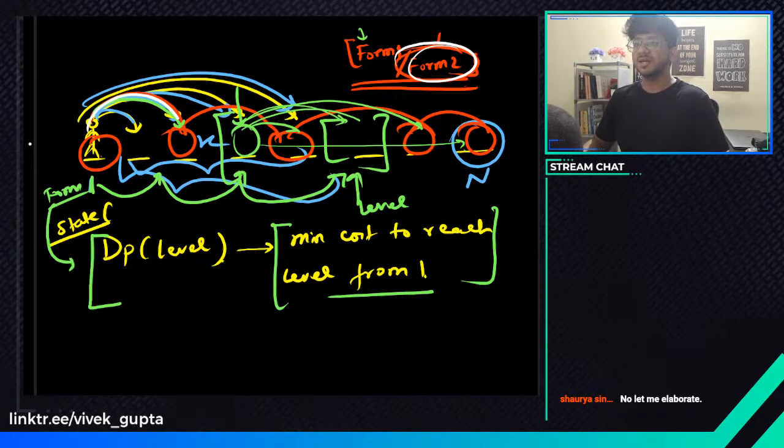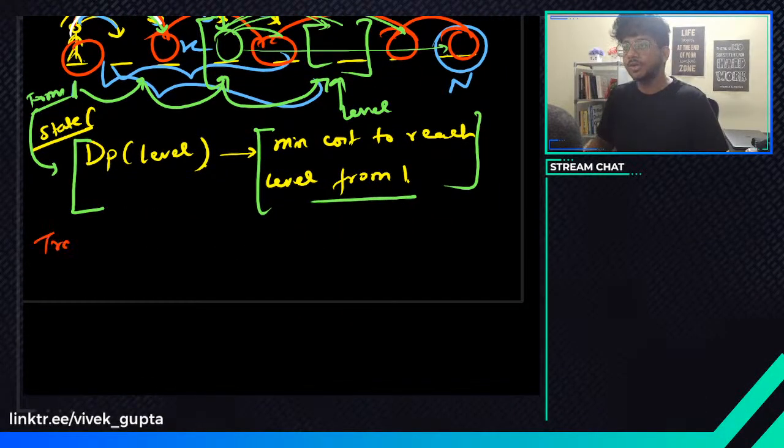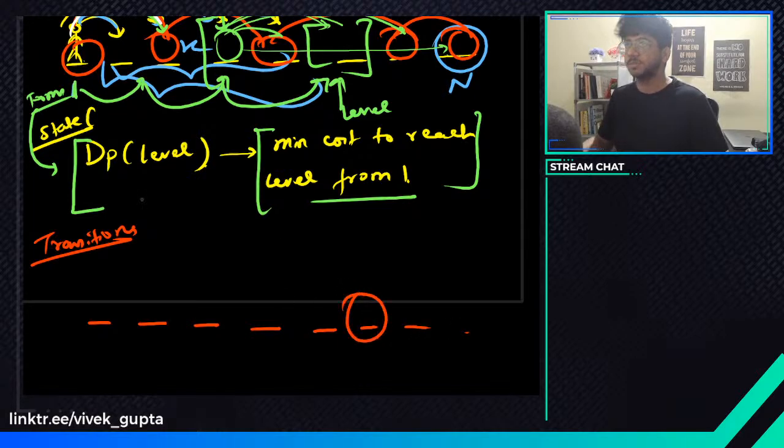So this is the state. I am going to quickly go through the transition. It's very easy. How do you go through transitions? It is a very standard thing for form 2 problems. How do we write the transition? Let's say you have to reach this place, right? This is the level.